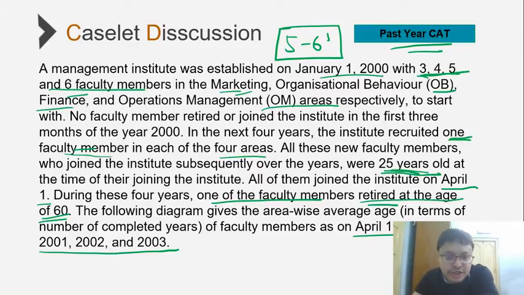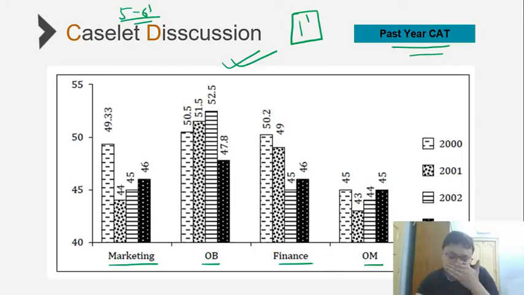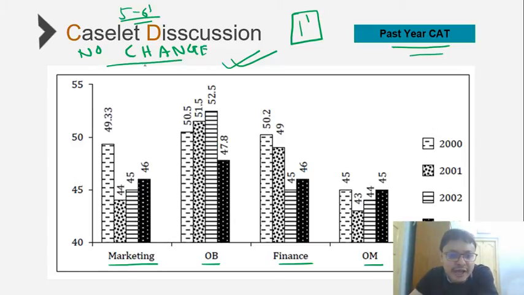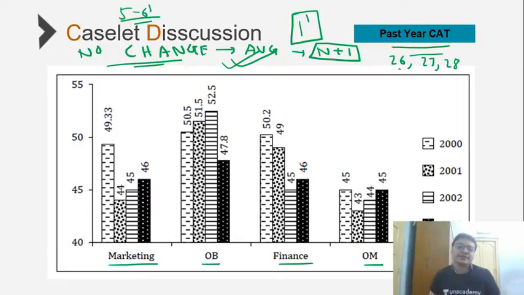So first, focus on identifying in which years the new faculty joined or the old faculty retired. Now how do I do that? The simplest way is, in case there is no change in the faculty, then what happens? If there is no change in the faculty, then the average age will increase from n to n plus 1. For example, if the average age in 2000 is 26, the average age next year will be 27, the following year will be 28, and so on.